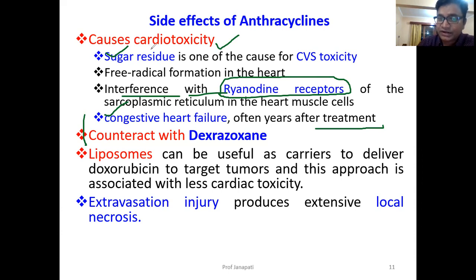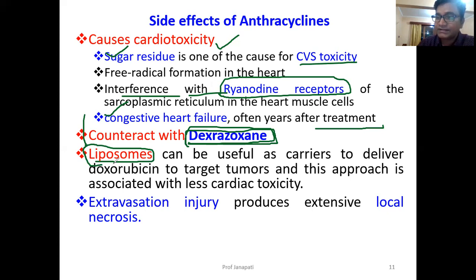How can you treat this cardiotoxicity? By the help of one drug, dexrazoxane. This is the drug. You can remember it like Michael Jackson. Dexrazoxane is the antidote to be given for anthracycline. Then one more way to avoid cardiotoxicity is that you make the drug in the form of liposome. Then there is selective absorption by cancer cells, and there is no cardiovascular side effect.